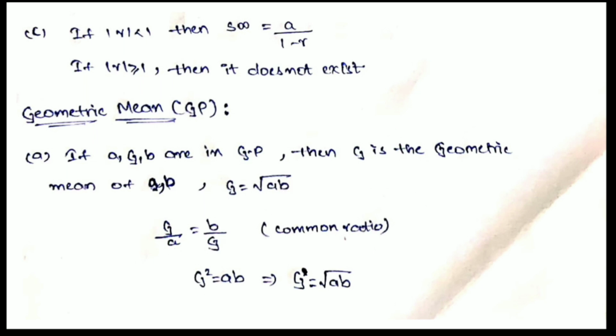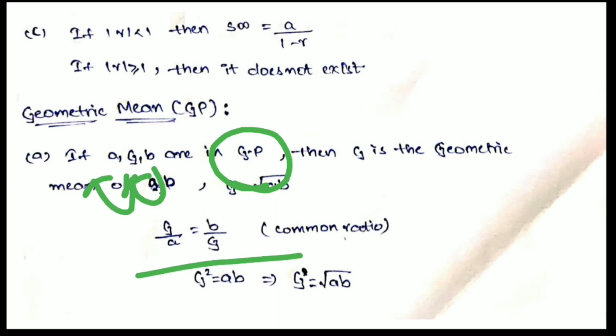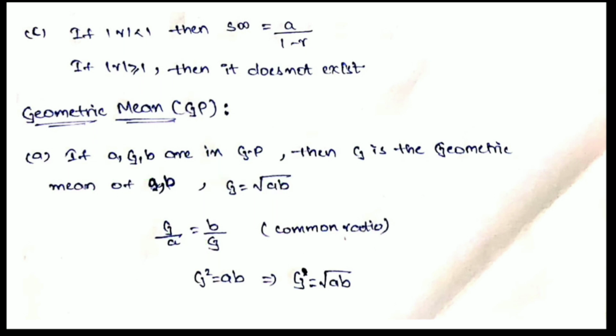Okay, let's go to geometric mean in a geometric progression. If A, G, B are in GP, then G is the geometric mean of A comma B. Here in GP we will have a constant common ratio. Just remember this point and solve every problem, you will get it easily. G by A is equal to B by G. This is nothing but G square equals AB. G equals root AB. This is called the geometric mean of A, B. Here G is denoted for the geometric mean of A comma B.